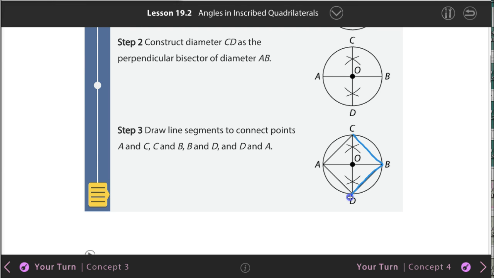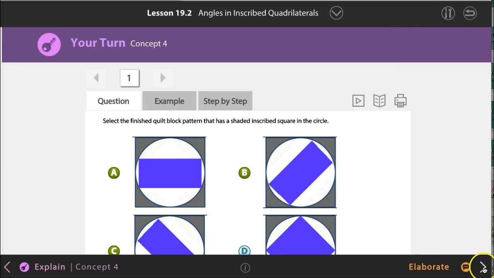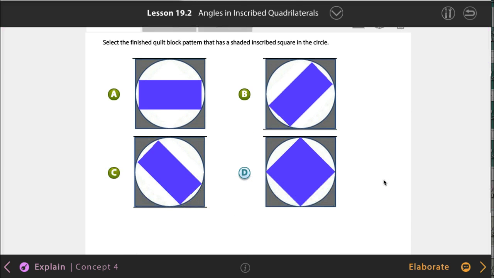Look, here's this side right here. This is going to be 90 degrees. Why? Because look, this is half a circle, which is 180 degrees for that arc. So if you want to find the measure of this inscribed angle, you've got to divide by 2, and so that's also 90 degrees. And the same thing happens for this side and that side. And so now I have just proved to you that all four angles measure 90 degrees, and all four sides measure the same. Okay? So now let's move on to the your turn question here, which is very silly because obviously this is the only one that is a square.